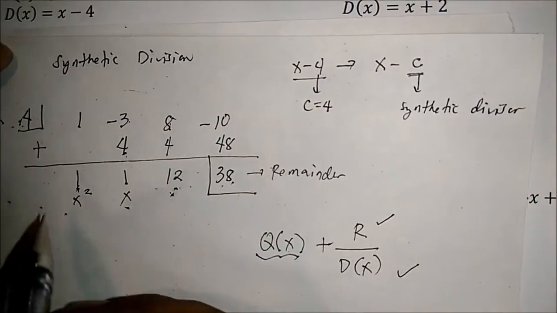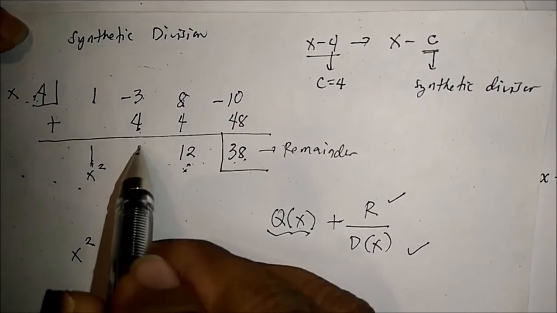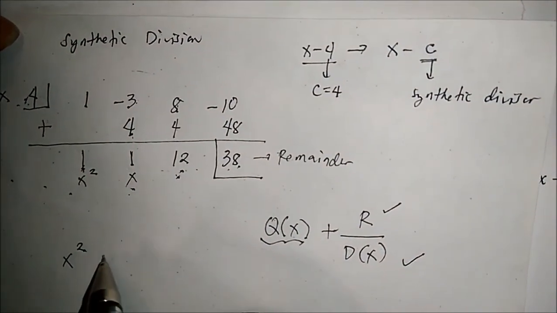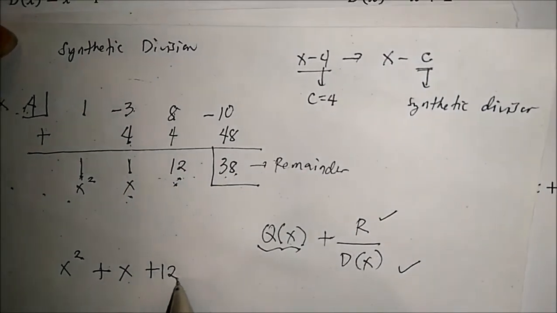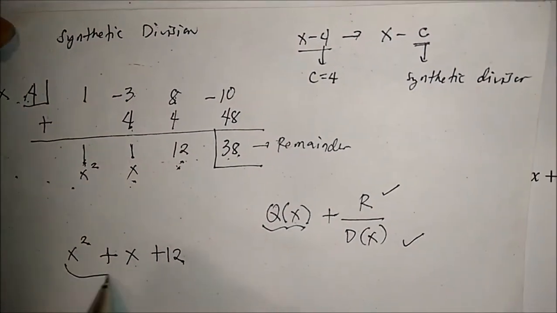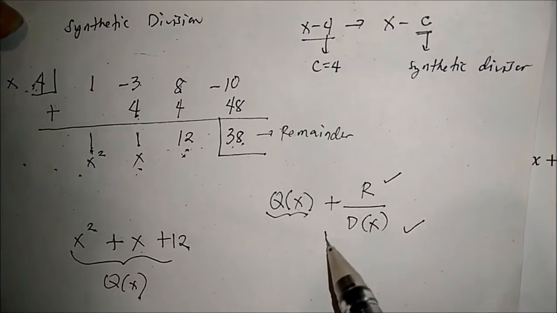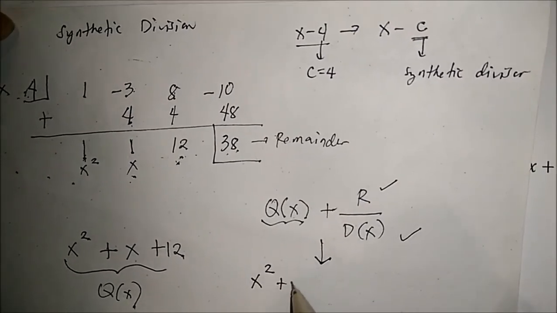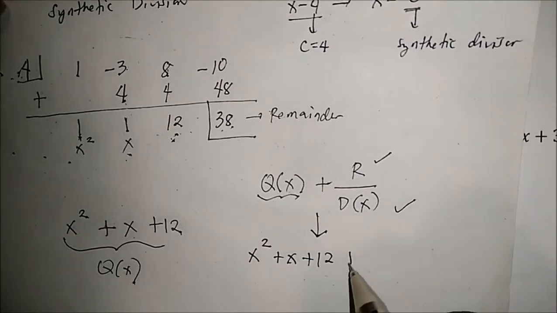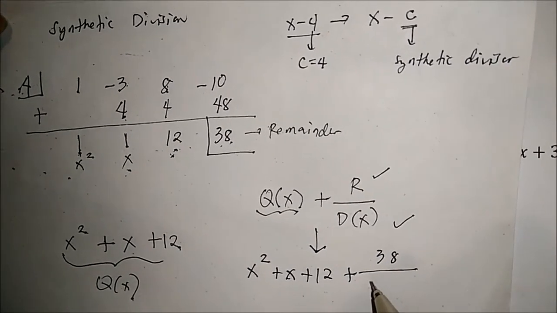So, in this case, the quotient would have been 1x squared, or simply x squared, 1x, that's positive, so isusulat natin plus x, and then positive 12, that would be plus 12. So, this will be q of x. O, yan ang q of x natin. So, isulat na natin yung sagot natin in this form. So, that would be x squared plus x plus 12 plus the remainder is 38 over the divisor.